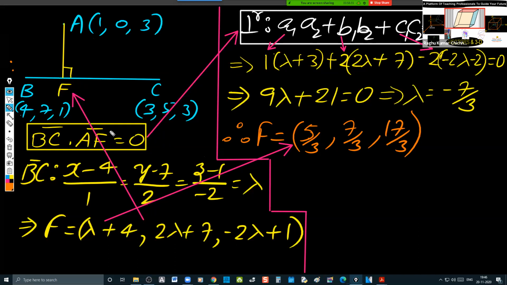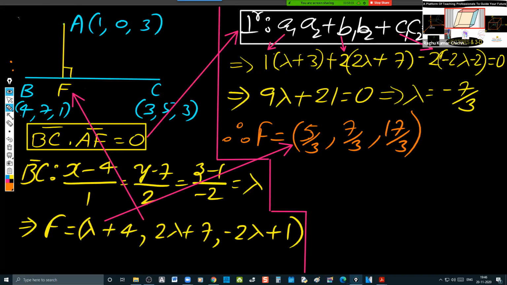Now because these two are perpendicular to each other, BC bar dot AF bar is equal to 0. And the condition for perpendicularity: A1 A2 plus B1 B2 plus C1 C2 equal to 0. A1, B1, C1, you know, it is 1, 2, minus 2. That's what I wrote. And A2, B2, C2 is got by OF bar minus OA bar. This is F. This is A. I wrote OF bar minus OA bar.